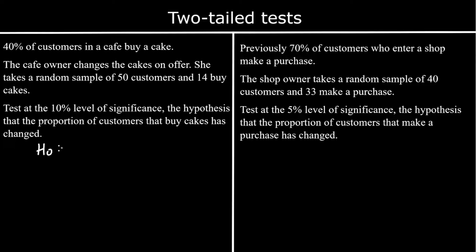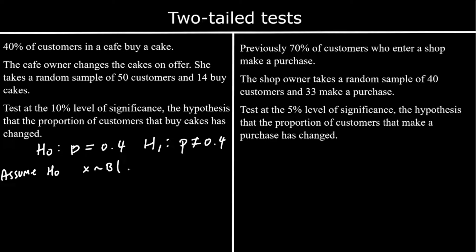So our null hypothesis, what we start with, is the probability is 40%, and our alternative hypothesis is the probability is not 40%. So it's a two-tailed test, and we're going to assume that the null hypothesis is true, and we're going to look at our binomial distribution. n is 50, and the probability is 0.4. So what is the chance of 14 or less?